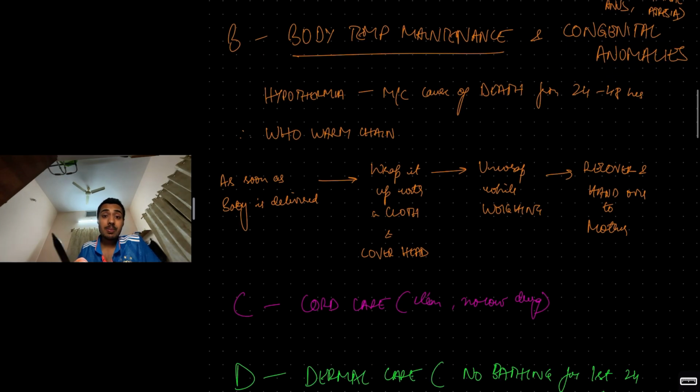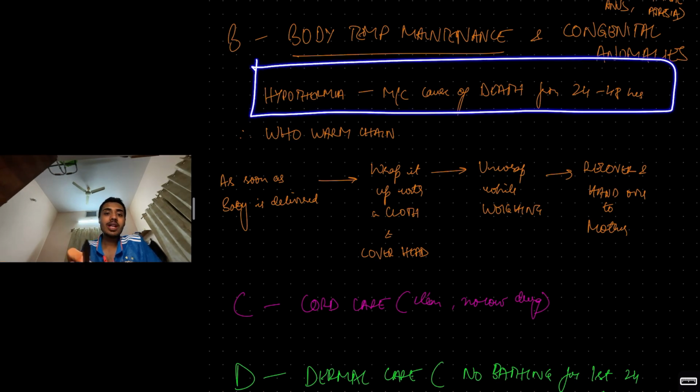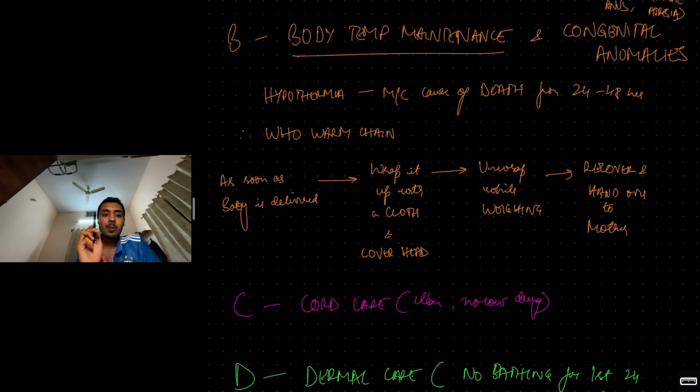Body temperature maintenance. Hypothermia, low body temperature, is the most common cause of death between 24 to 48 hours. That is why, to prevent this hypothermia, there is something known as the WHO warm chain. As soon as the baby is delivered, you will first cover it with a cloth and then cover the head. Why will you cover the head? The baby's head is very, very large, so there is a lot of heat loss. So you'll cover the head and wrap the baby up with a cloth.